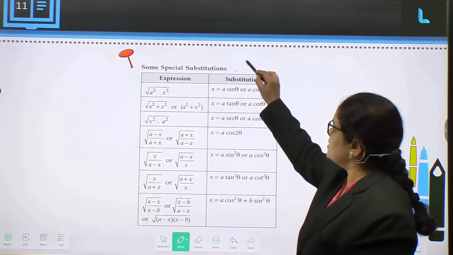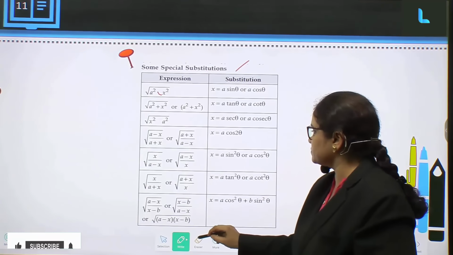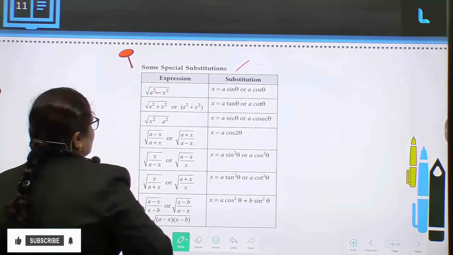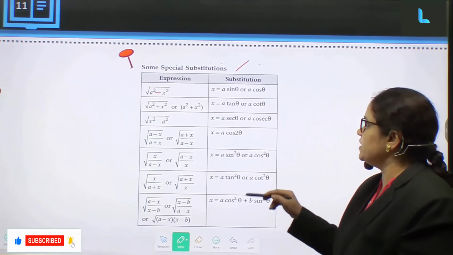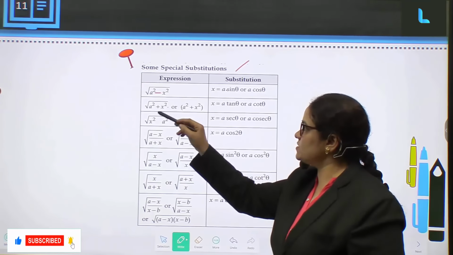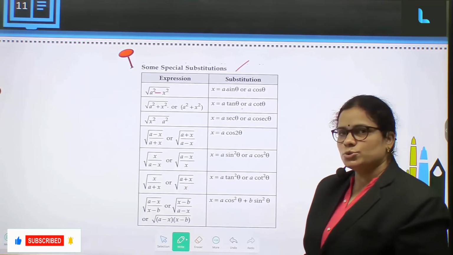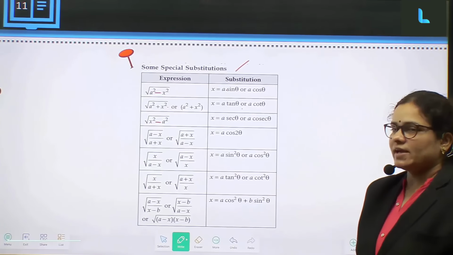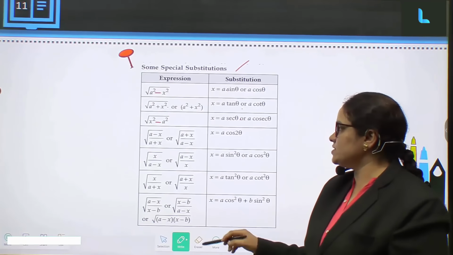Some special substitutions. Let's see some special substitutions. For the expression square root of a square minus x square, the substitution is x equal to a into sin theta or a into cos theta. The second is square root of a square plus x square, or a square plus x square, where the substitution is x equal to a into tan theta or a into cot theta. And for square root of x square minus a square, you can put x equal to a into secant theta or a into cosecant theta.